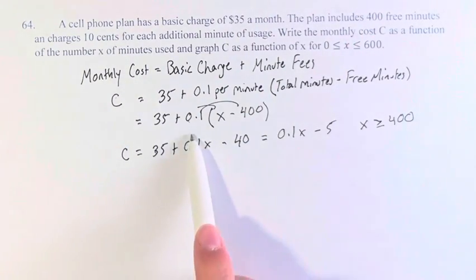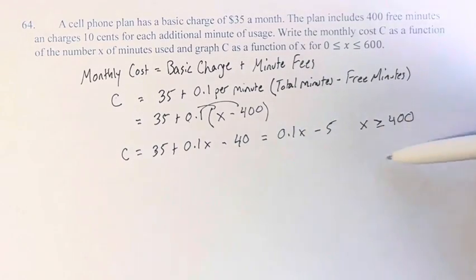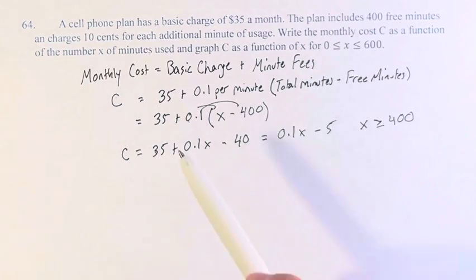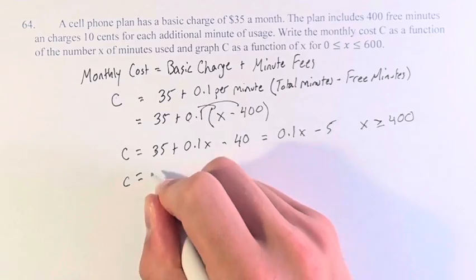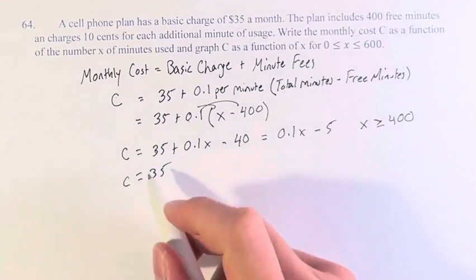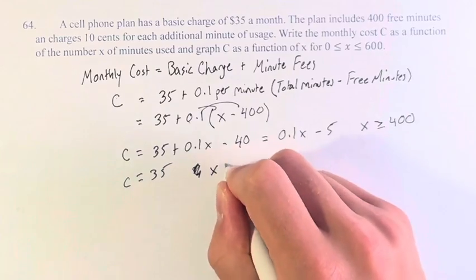The 0.1x minus 40 that we're getting right here only applies when we have more than or equal to 400 minutes. If there's less than 400 minutes, this is just 0, right? Since you only have C is equal to 35, you only have the basic charge for those 400 free minutes. If you don't use them, you don't get money back. So it's only C is equal to 35 if x is less than 400.